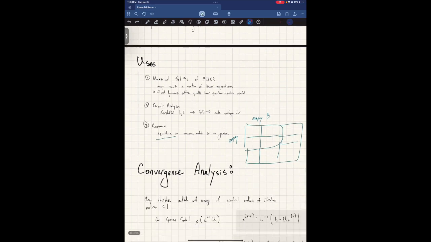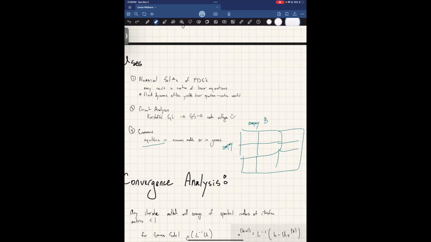And I just want to go over 3 uses that I thought were particularly interesting to me. The first being numerical solutions of PDEs, which, when people go through and solve a PDE, can result in a system of linear equations. And this is especially useful in fluid dynamics, as their PDEs often result in something like this. And we can use the Gauss-Seidel method to solve these linear equations.